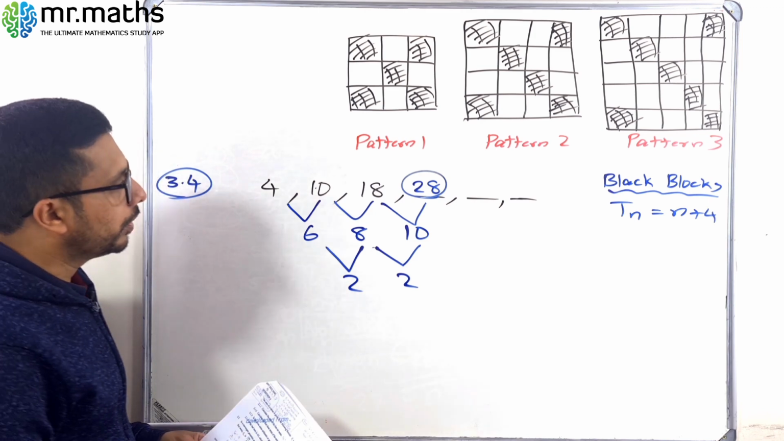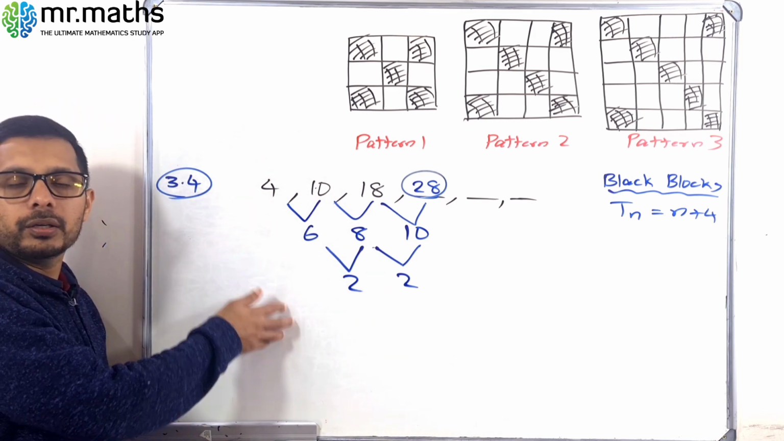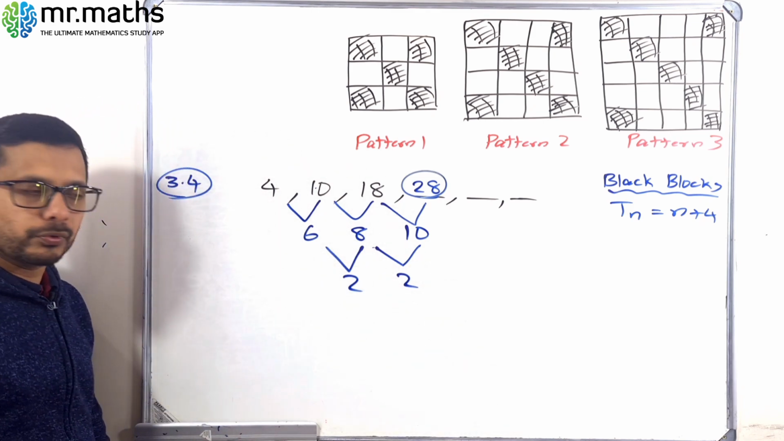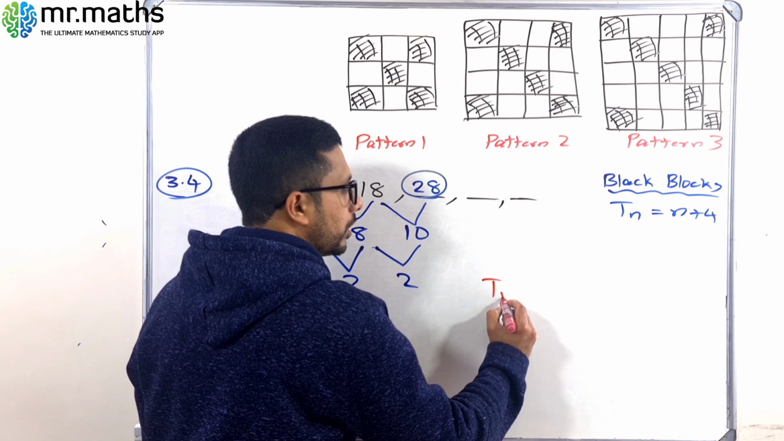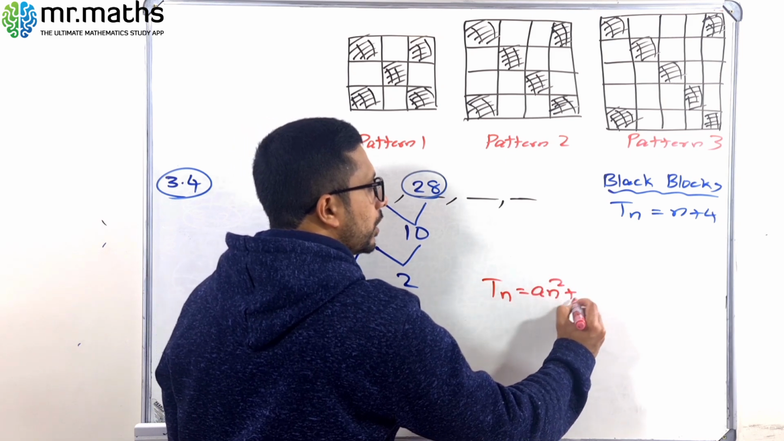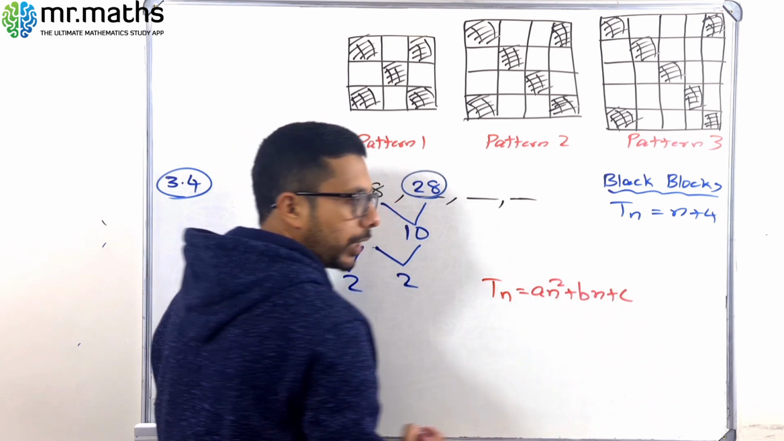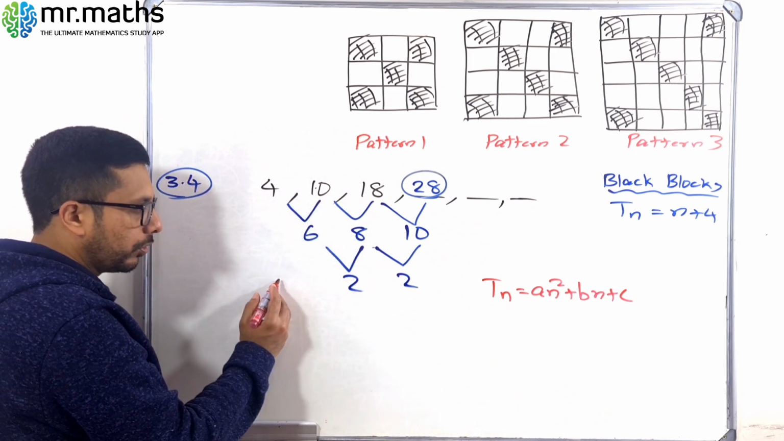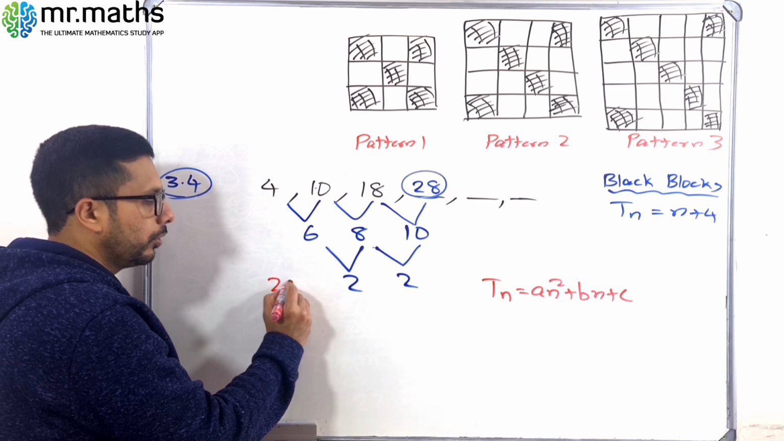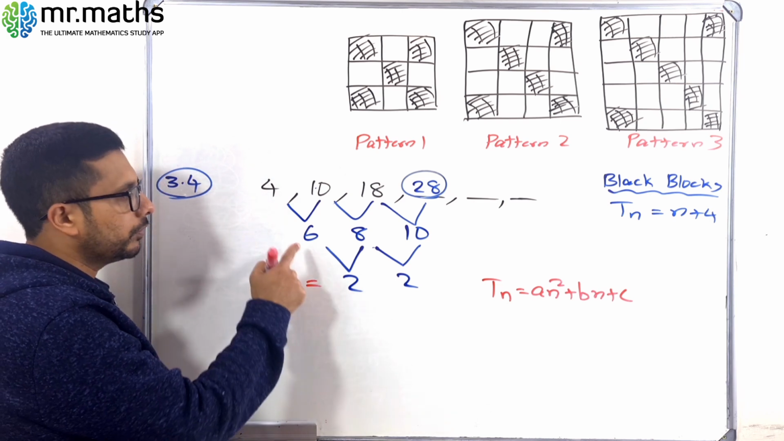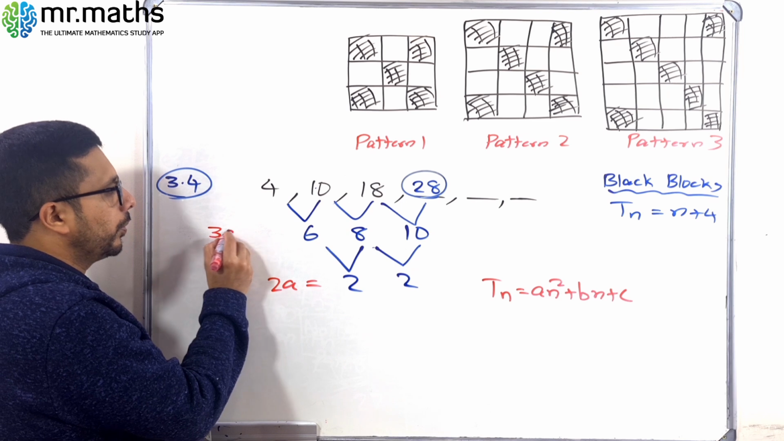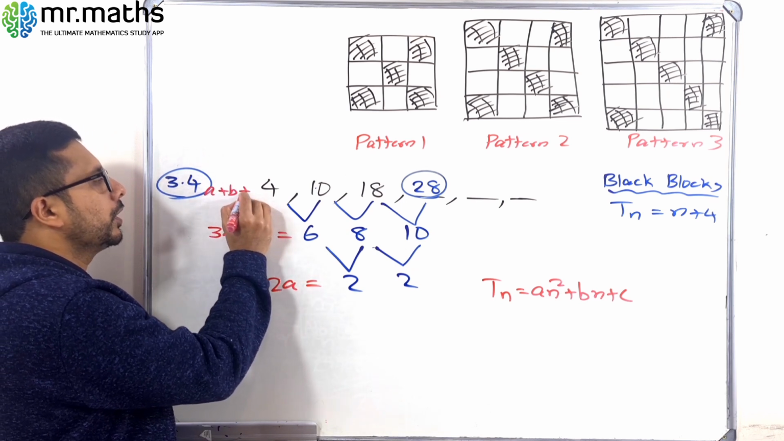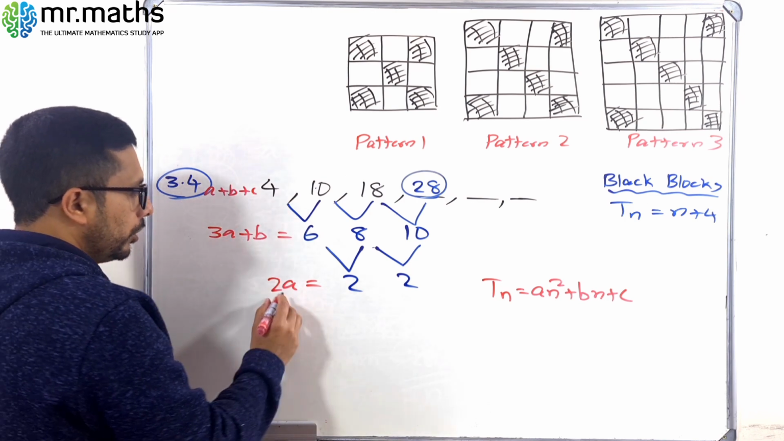So you know this is a quadratic sequence, am I right? For a quadratic sequence, how can you find the general formula? Tn is equal to an square plus bn plus c, am I right? This is a quadratic sequence, so that is the general formula. Then we have the second difference 2a, the first difference 3a plus b, and the given sequence a plus b plus c. Okay, so 2a is equal to 2.